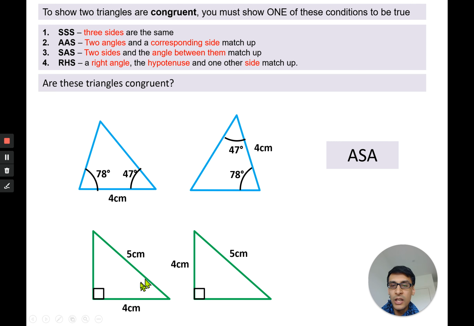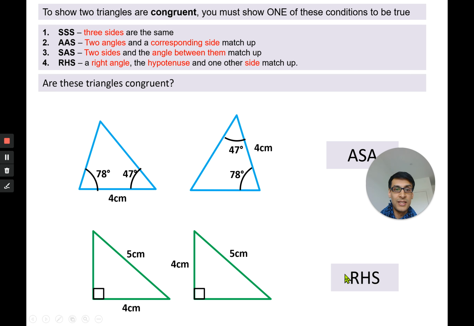And then finally here, we have a right angle triangle. We have the hypotenuse and another length. And here again, we have a hypotenuse and another length. Yes, it's been flipped over, but we can say that they are congruent with each other.